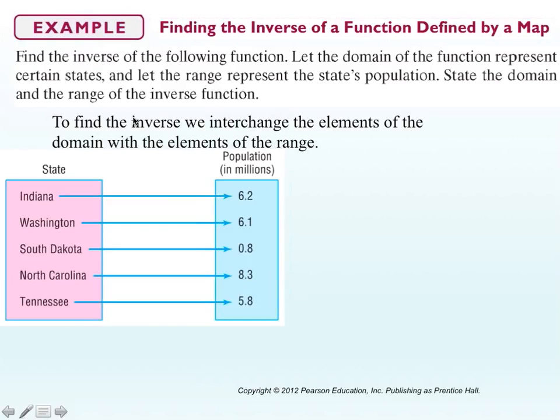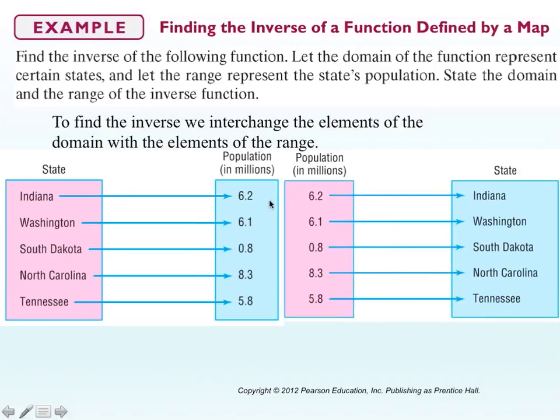So finding the inverse in this case should be very easy. All you have to do is interchange the elements of the domain with the range. So we just have to flip them around. So instead of going from Indiana to 6.2 million, we go from 6.2 million to Indiana.